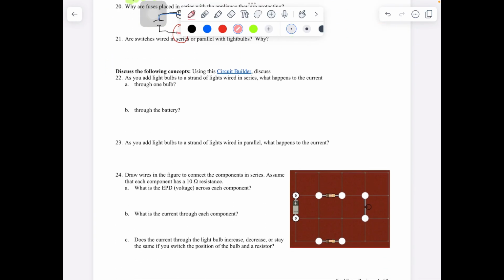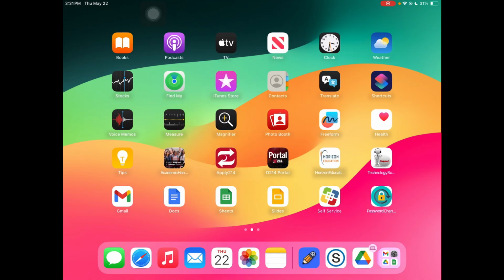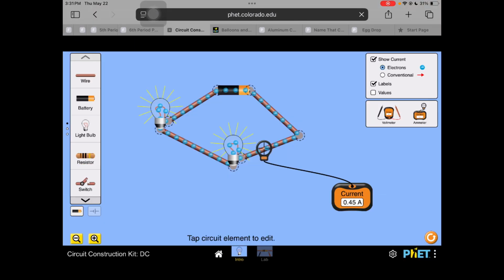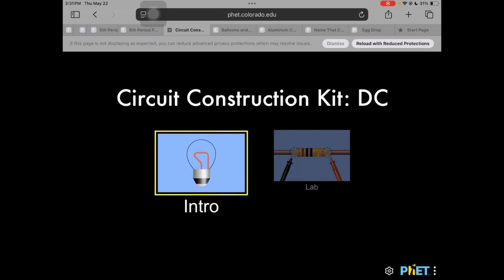Discuss the following concepts. As you add light bulbs to a strand of lights wired in series, what happens to the current? So if we are doing series, I'm actually going to pull up a little bit of a different video, or not video, but a simulation here. Let's look at our circuit constructor simulation that I already have right here. If we refresh our page, it should come right up.